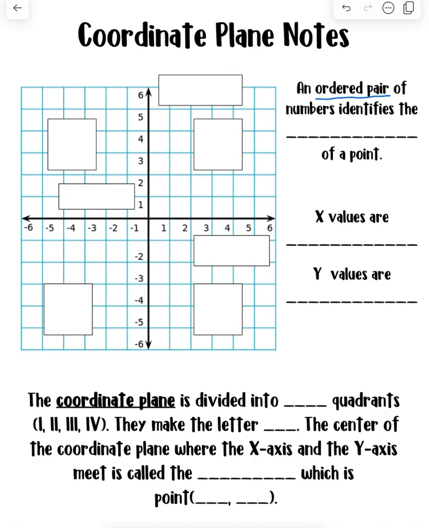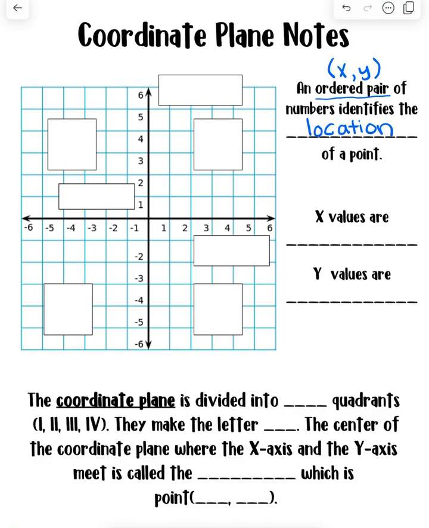An ordered pair of numbers identifies the location of a point. So we have two numbers in an ordered pair. They have parentheses around them with a comma in the middle. We call the first one an X and the second one a Y. So those two numbers are going to give us the location of whatever point we are talking about in the problem. Okay, so let's talk about X and Y.